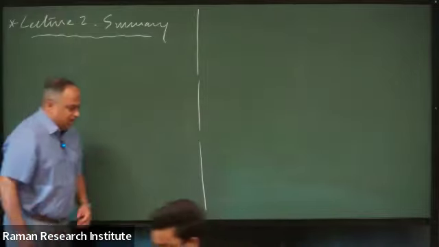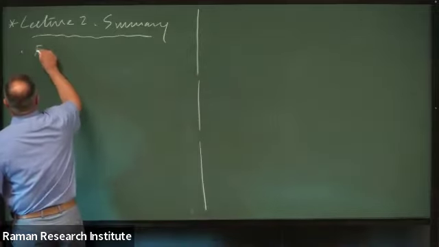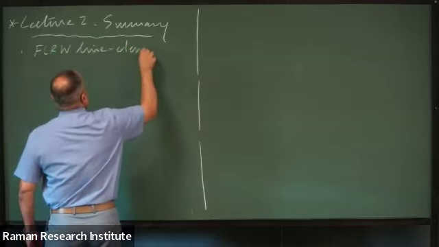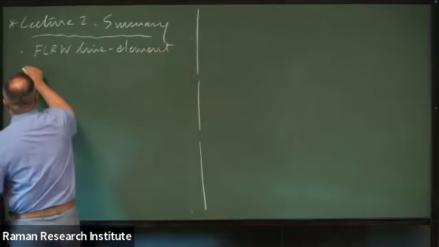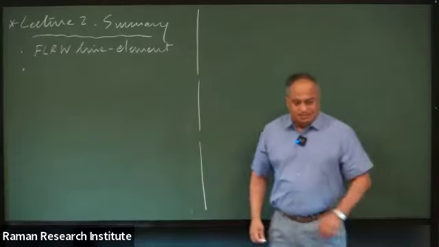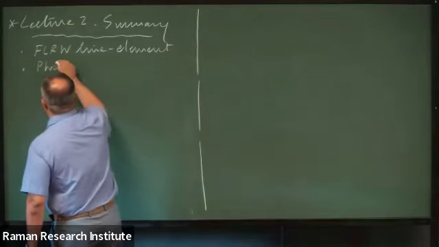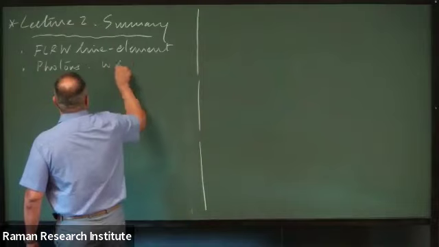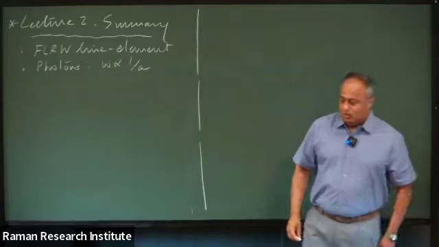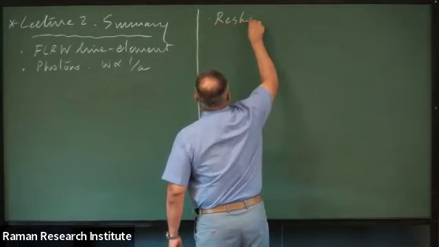Okay, let me just start by quickly summarizing what we discussed yesterday. We first arrived at the FLRW line element. And then we talked about geodesics in the FLRW metric, and in particular, we talked about photons. We arrived at this relation, omega is 1 over A, omega being the frequency of the photons. And I mentioned that leads to the notion of redshift.